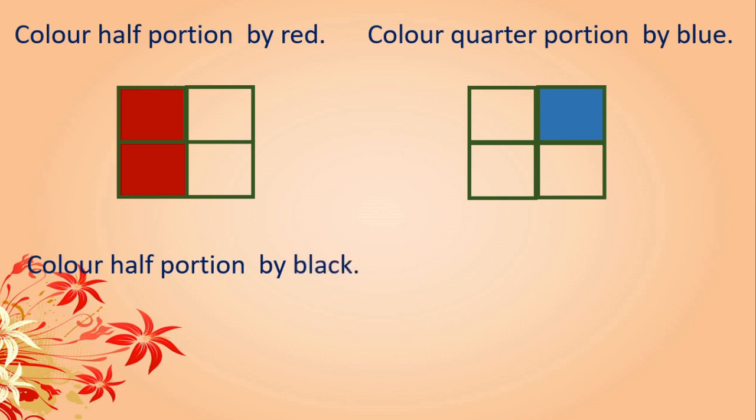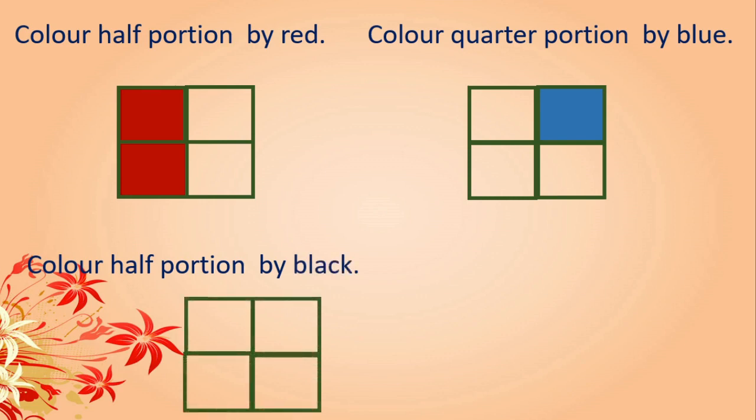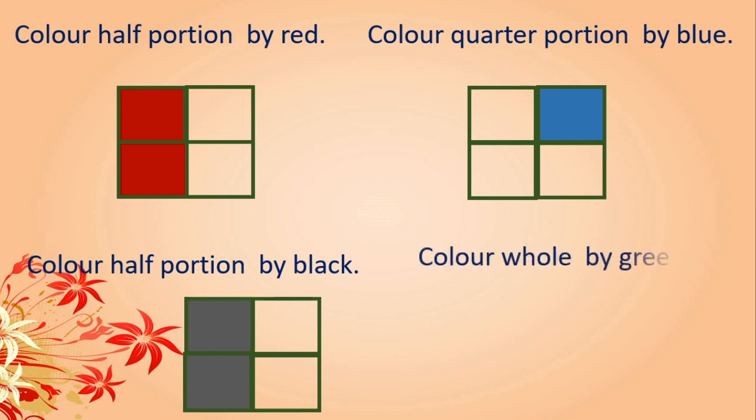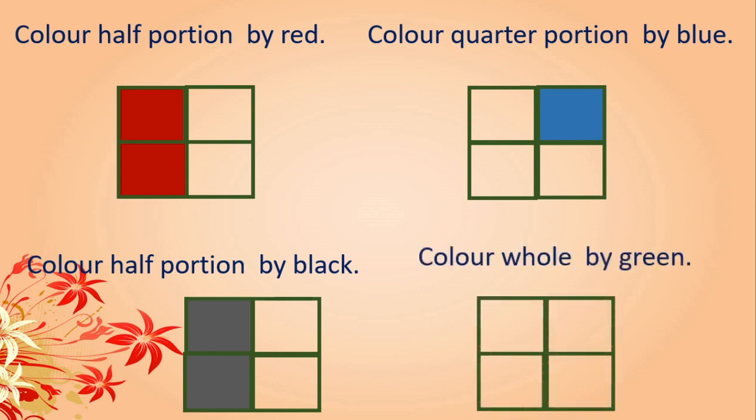Color half portion by black. 4 boxes again. Half portion you have to color by black. Color whole by green. Yes, whole means what? Full one. Okay, means full figure we have to color by green. That is nothing but whole. Got this, children?